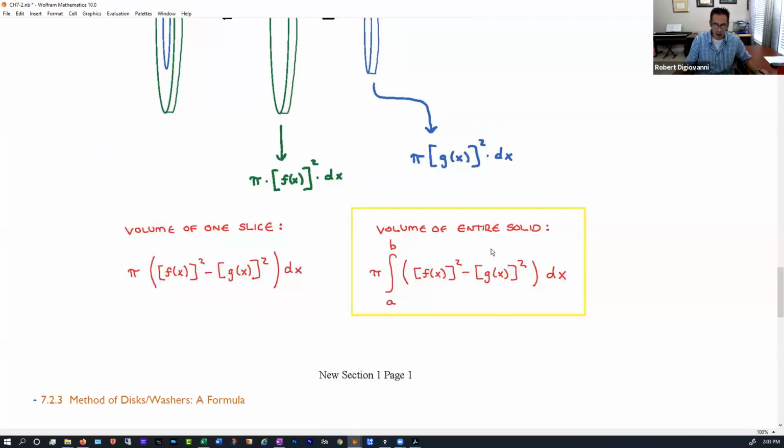The volume of the entire solid would be pi. Now I pull pi out because pi is a constant. Integral from a to b, and I want you to look at it this way. This is your radius out, your outer radius squared, and that's your radius in, your inner radius squared. You know how we were doing top minus bottom, right minus left? Now I'm going to be talking about outer radius, inner radius.